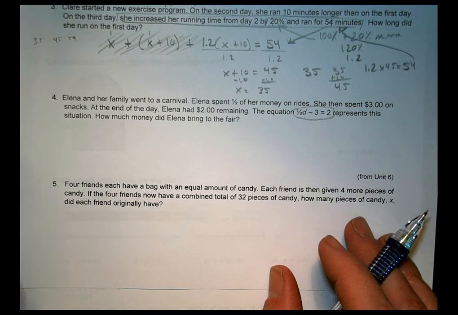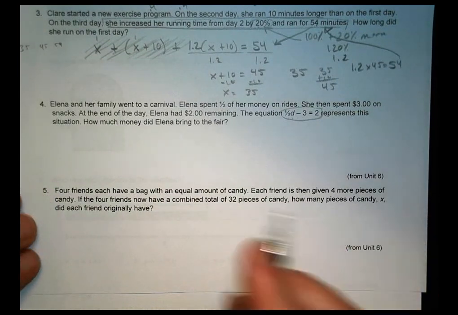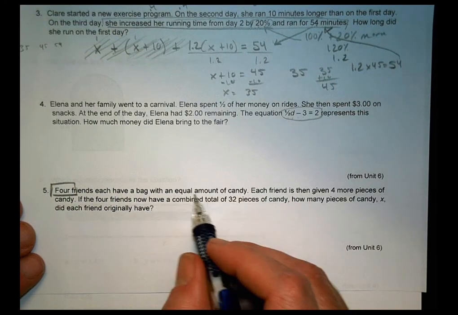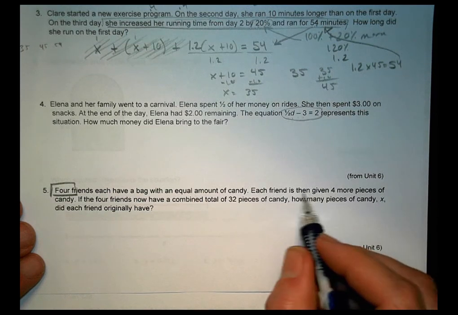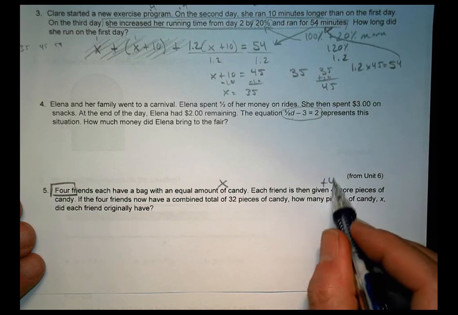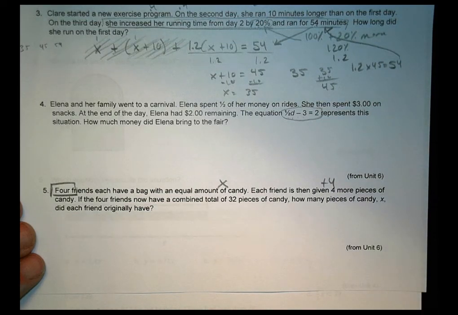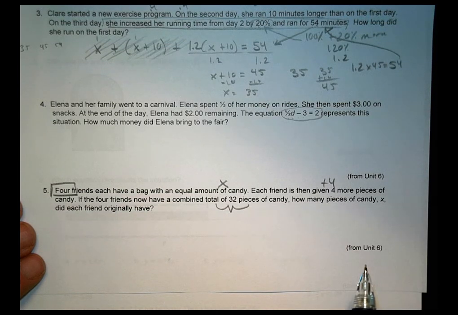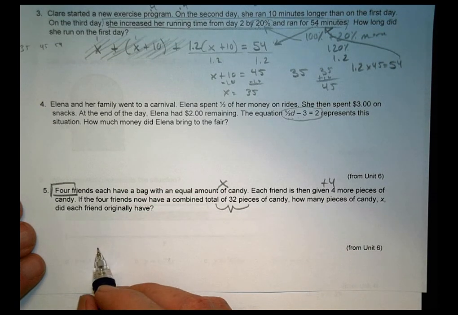Oh no, it's 2 pages, sorry. Another page. It says four friends each have a bag with an equal amount of candy in it. Good job. So they had some candy, x. Each friend is then given 4 more pieces. If the 4 friends have a combined total of 32 pieces of candy, how many pieces of candy x did they originally have? So what do we have as a picture?